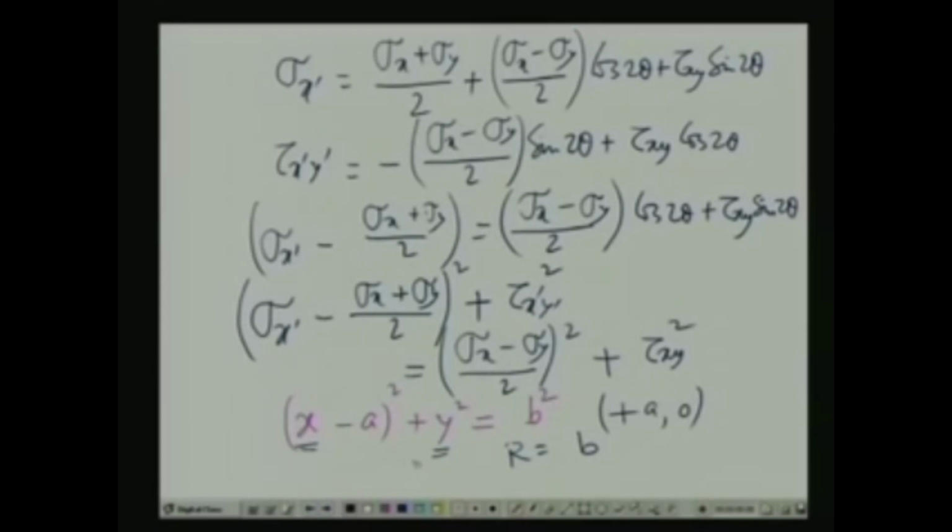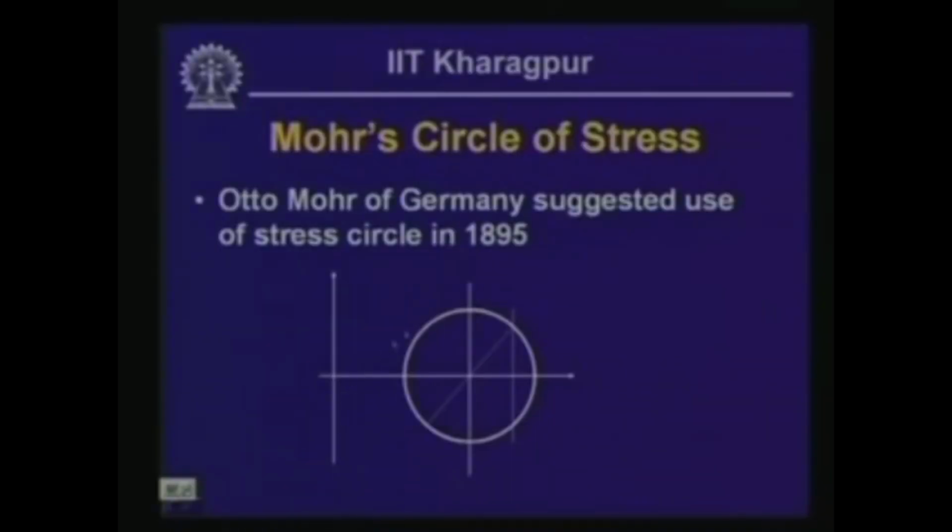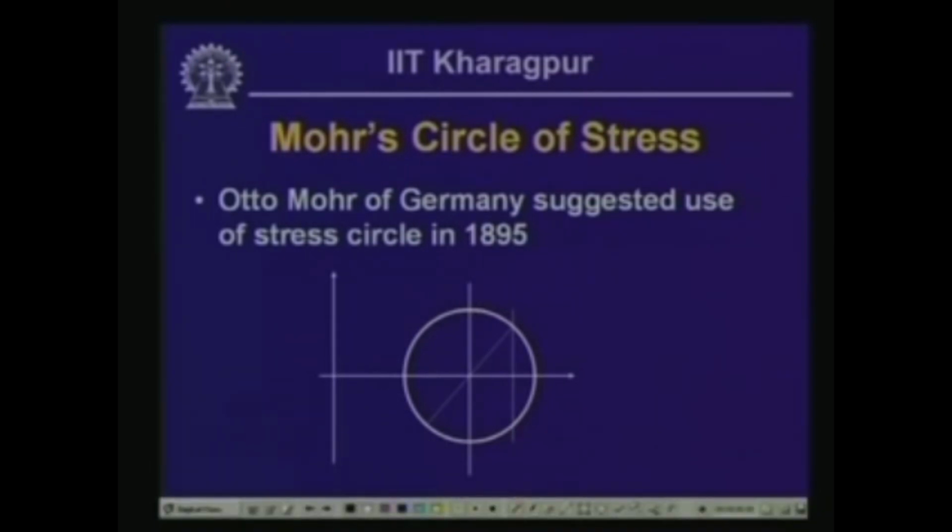So, if we draw a circle whose center is at a, 0, where a is (sigma x plus sigma y)/2 on the sigma x dashed axis, which is representing x, with the radius of b, which is root of ((sigma x minus sigma y)/2) squared plus tau x y squared, then we get the circle, and that is what is represented here in terms of the Mohr circle. So, as we have seen, the center of this particular circle is at a distance from the origin. If we consider this as the sigma axis and tau axis, then this is at a distance of (sigma x plus sigma y)/2, the average stress.